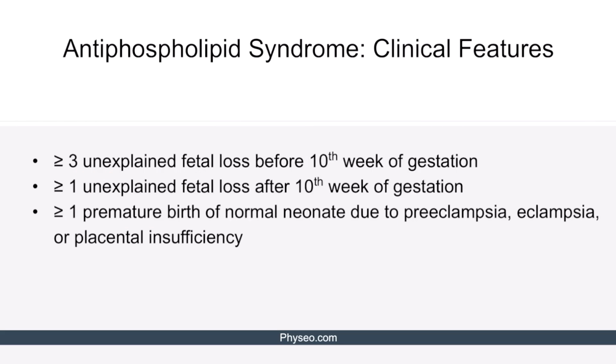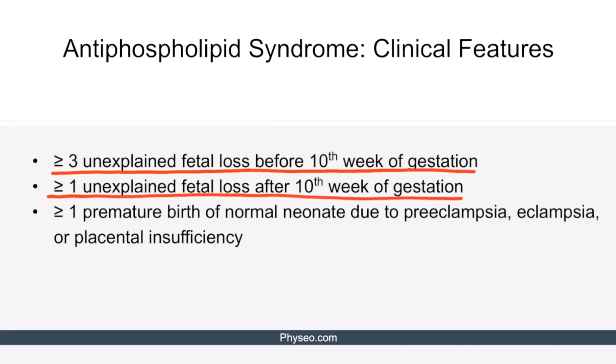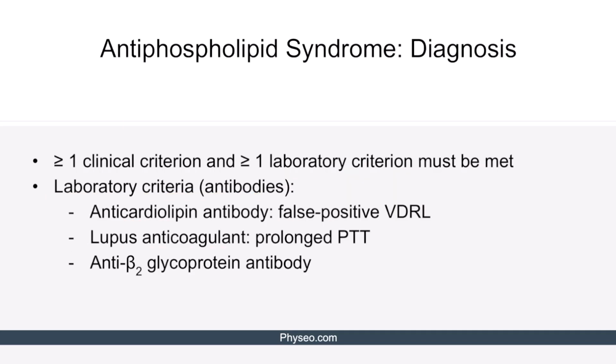Additionally, it's very high yield to know that patients with antiphospholipid syndrome may also present with pregnancy complications. They might have 3 or more unexplained fetal losses before the 10th week of gestation, or 1 or more fetal losses after the 10th week of gestation. The patients may also present with at least 1 premature birth of a normal neonate due to preeclampsia, eclampsia, or placental insufficiency.